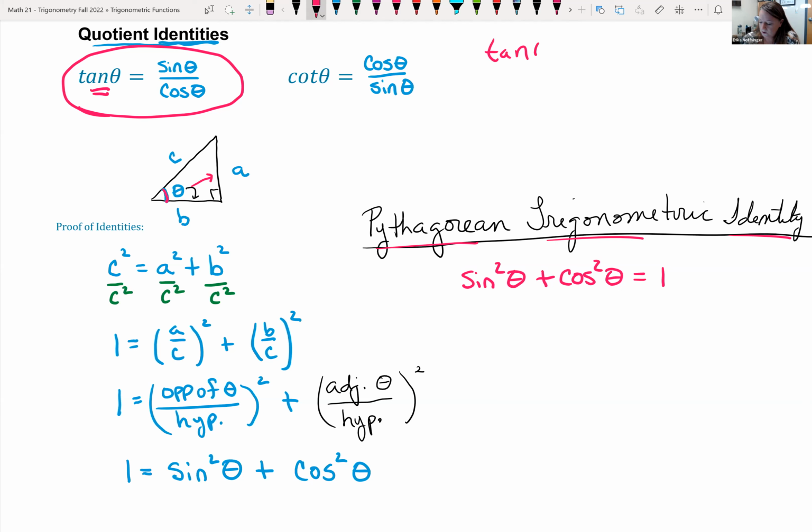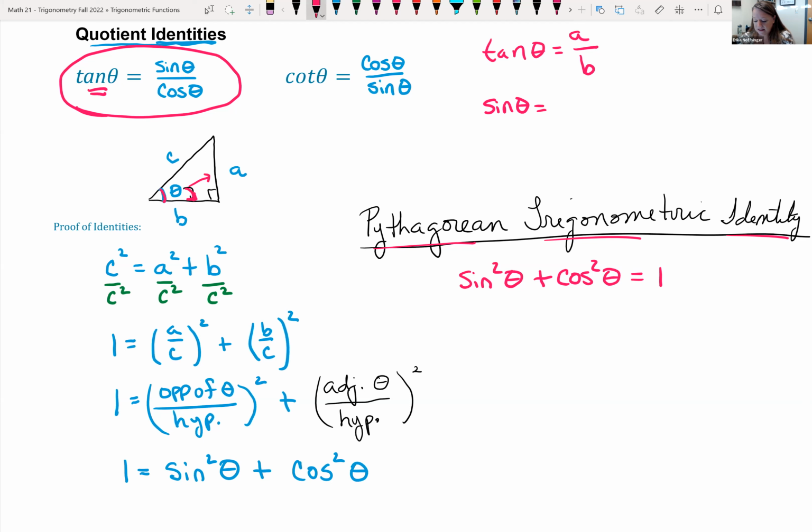Now let's look at what this said, sine theta over cosine theta. Let's show that if we look at sine theta over cosine theta, we're going to get back A over B. So sine theta is opposite, so opposite of theta is A, all over hypotenuse, which is, in our case, C, all divided by cosine theta. So cosine theta is adjacent, which is B, all over the hypotenuse, which is C.